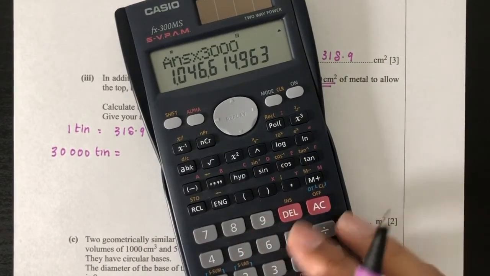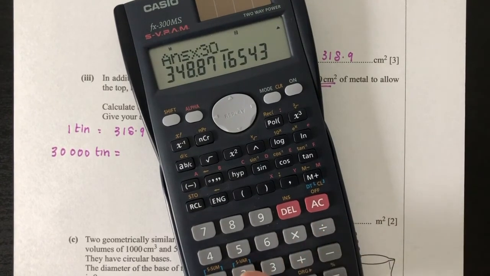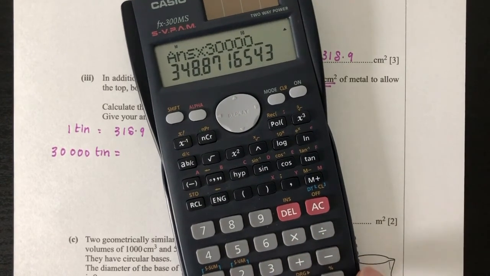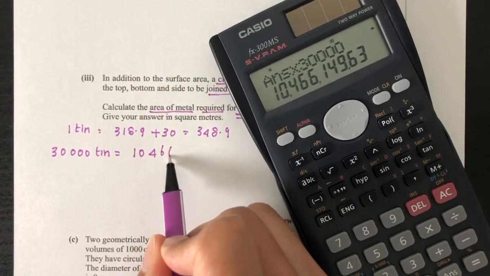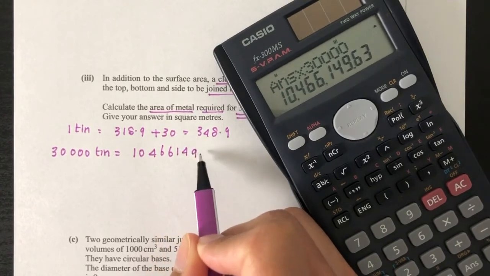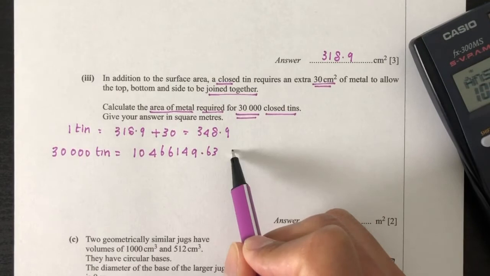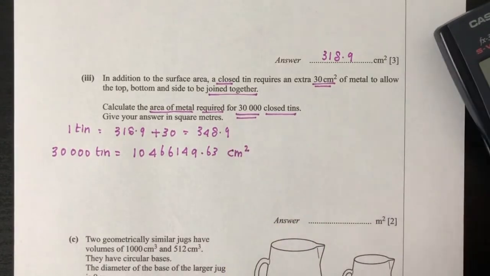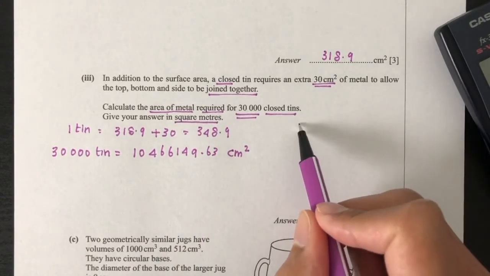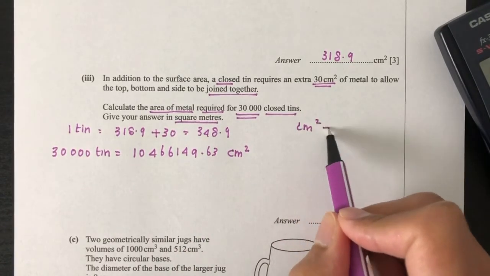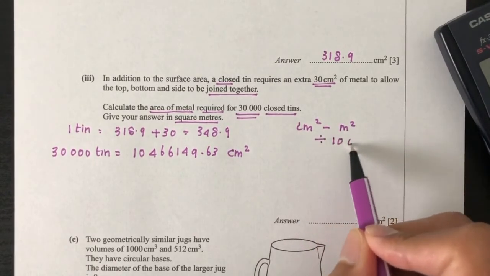So multiply by 30,000, so 1, 2, 3, 4 zeros. That will be 10,466,149.63. That will be the area that we need. Now, we have to give your answer in terms of square meters. So how do you convert centimeter square to meters square? So we have to divide by 10,000.